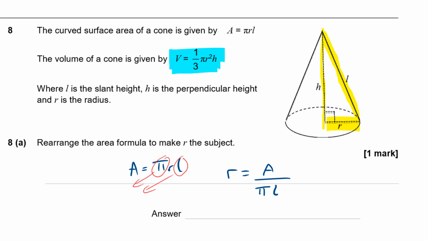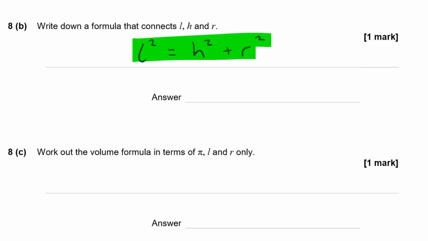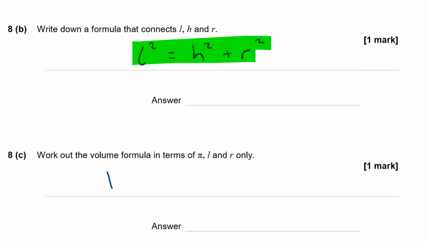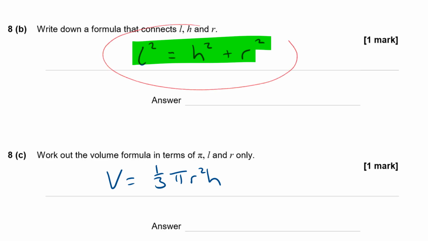So V equals 1/3 of pi r squared h. So what I need to do is to take this formula up here, rearrange it for h. So what's that then? So that must be h squared equals L squared minus r squared, and then taking the square root of both sides, h then is going to be the root of L squared minus r squared.